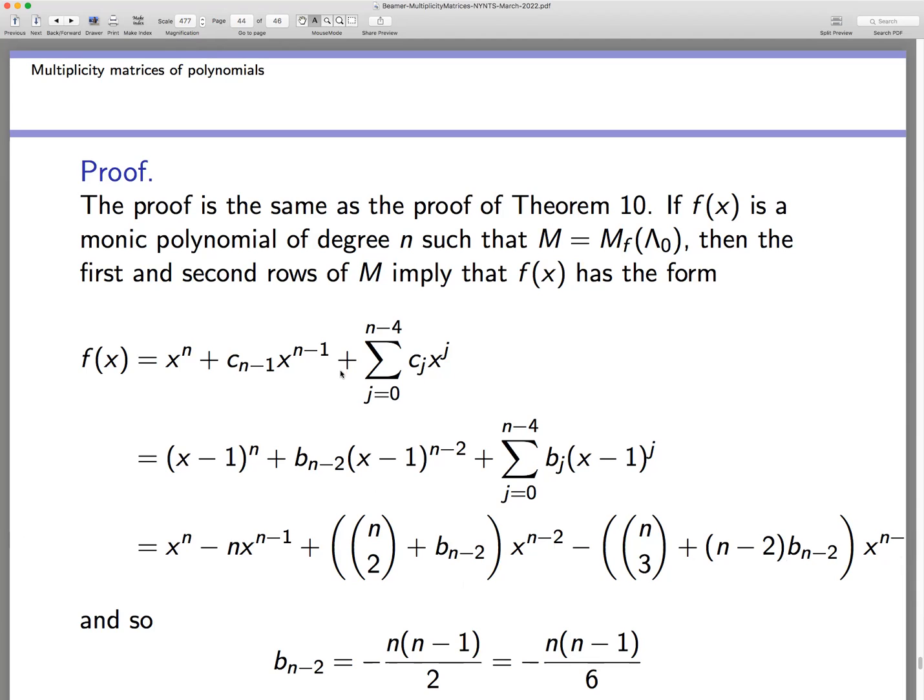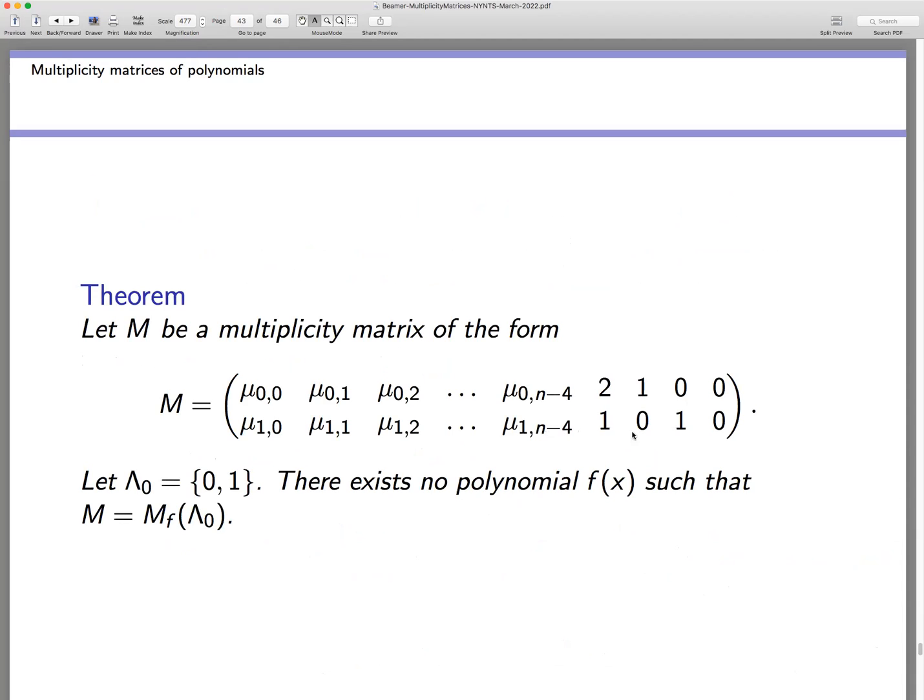But those coefficients have to be 0. So I get that b_{n-2} has to be minus n choose 2. And b_{n-2} also has to be minus n choose 3 over n minus 2, which is equal to this. So these two numbers have to be the same. And that doesn't happen too often. That's impossible. So no matrix of this form can be the multiplicity matrix of a polynomial.